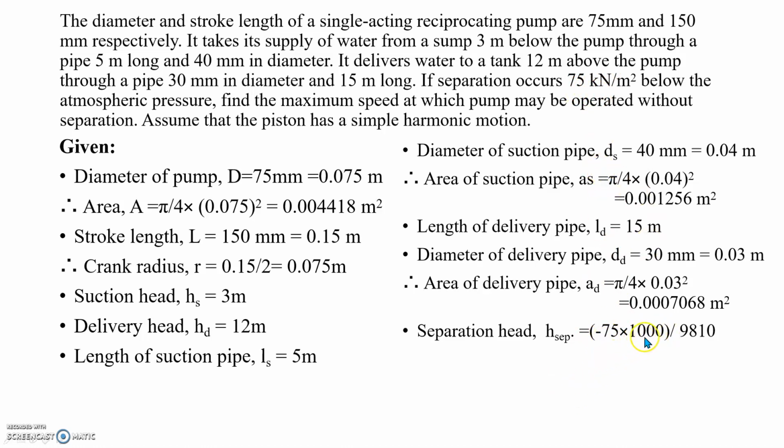We are multiplying by 1000 in order to convert kilonewton to newton, and here we can see 9810. This is nothing but specific weight, that is rho g, in order to convert pressure into pressure head. We'll be getting in terms of meter of water this value 7.645. This is the vacuum pressure head of separation head.